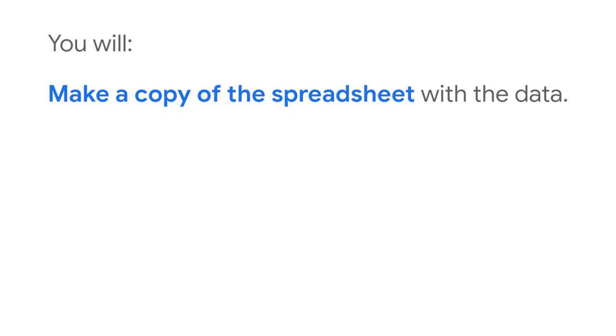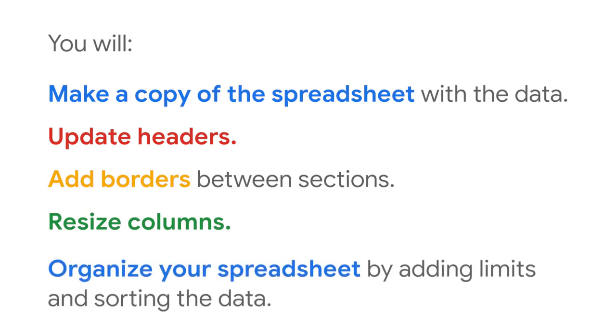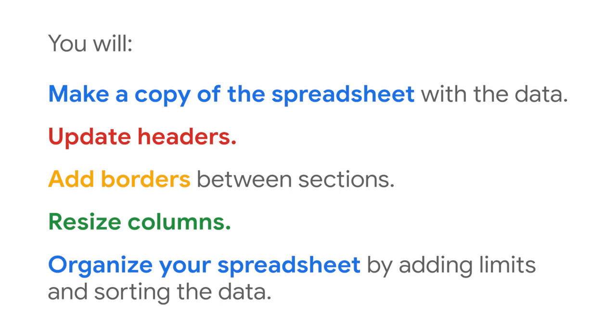To complete this lesson, you will use the data from the fundraiser sales in a spreadsheet. You will make a copy of the spreadsheet with the data, update headers so they are more meaningful, add borders between sections, and resize columns to make the information easier to read. Then, you will organize your spreadsheet by adding limits to what values can be entered in each cell and sorting the data.